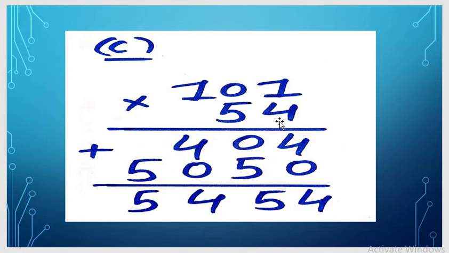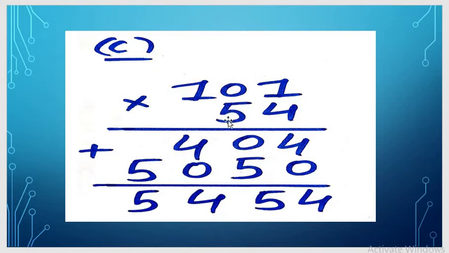So now 4 ones are 4, 4 zeros are 0, 4 ones are 4. So we write it like that. Then we put the addition sign, and after that the compulsory 0. What we do here is put the compulsory 0. It's the rule of maths. Whenever we do the 2-digit multiplication, we put the 0, compulsory 0.